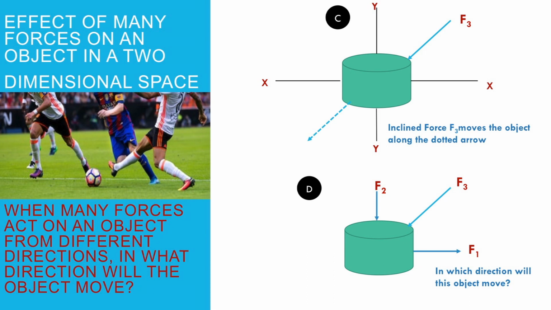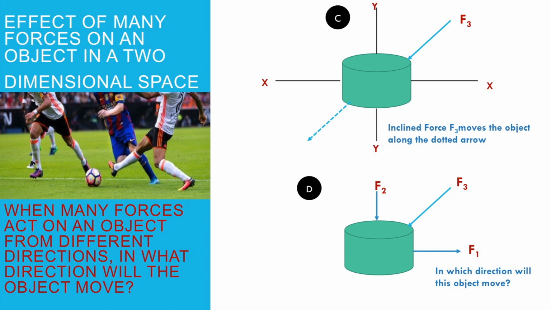Now, these three examples that we have seen in A, B and C are acting along one particular direction, either horizontal, vertical or angular. Now, look at picture D. In picture D, force F1, force F2 and force F3, whatever we have seen, all the three forces put together, are acting on the object simultaneously.